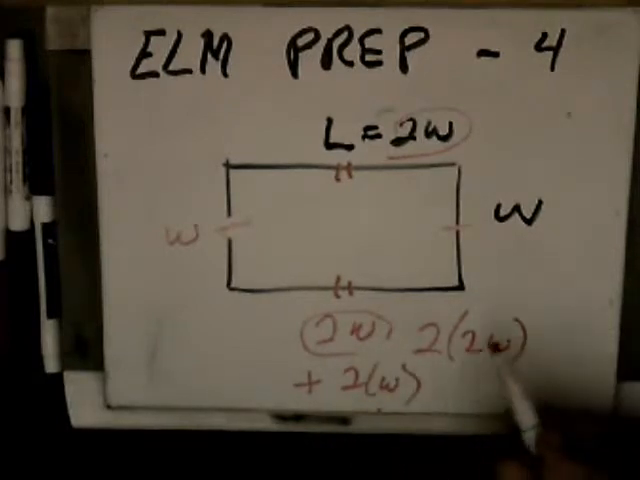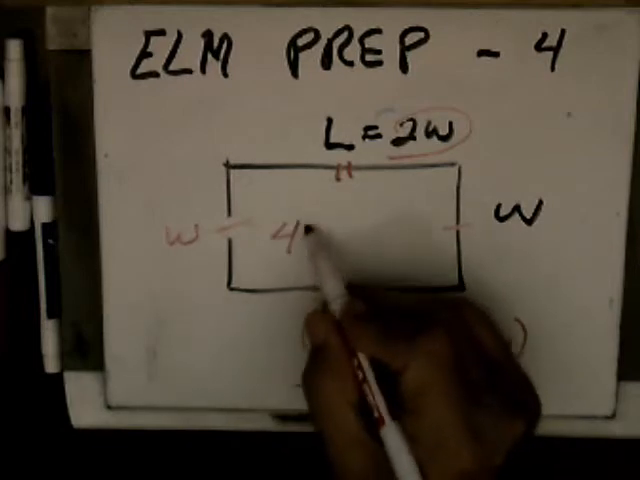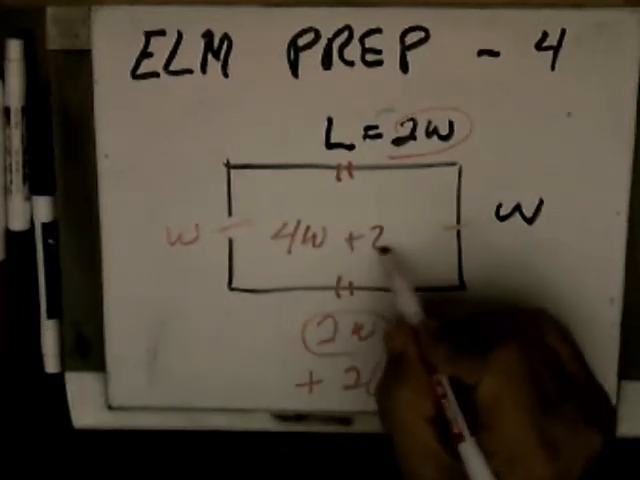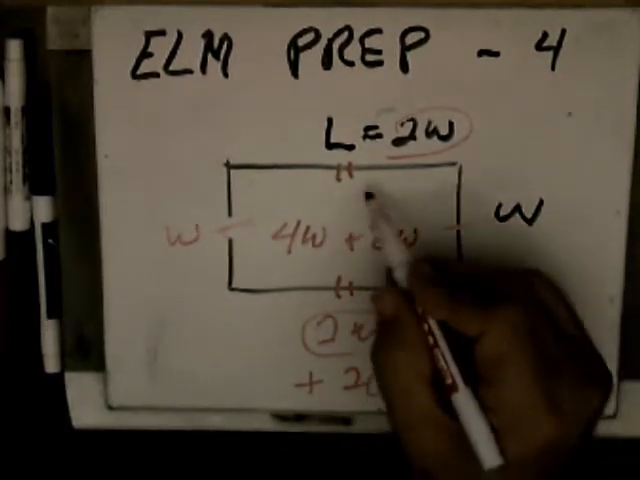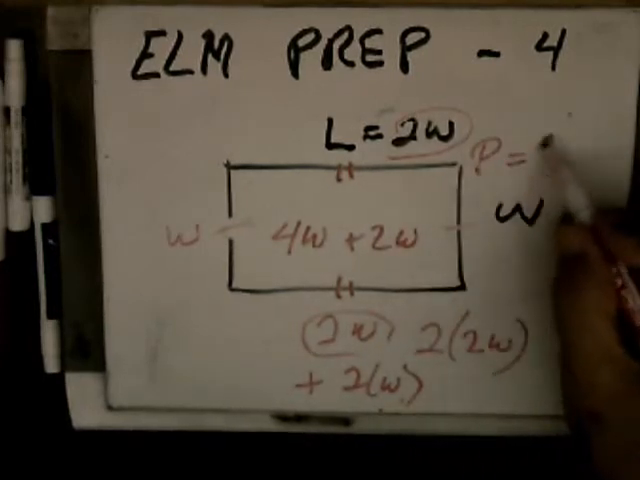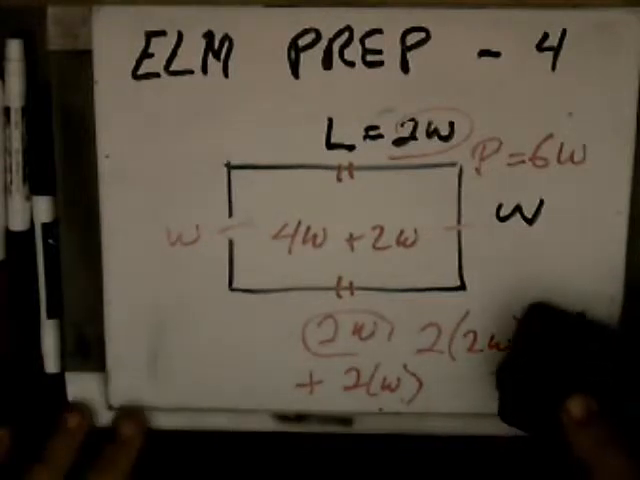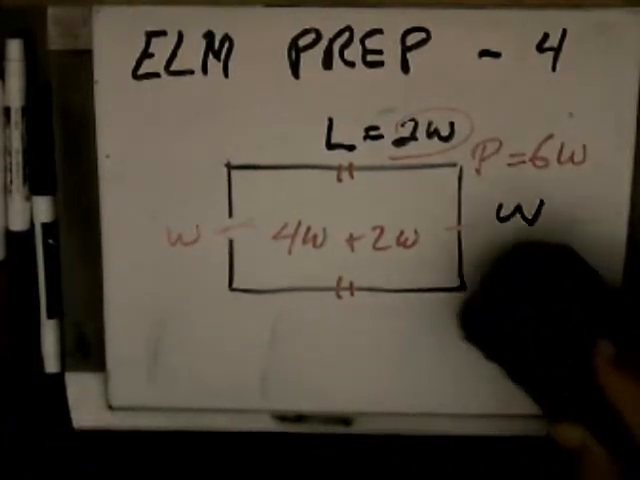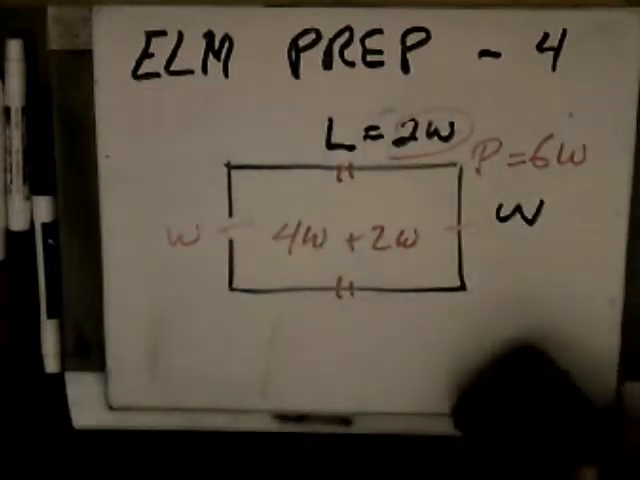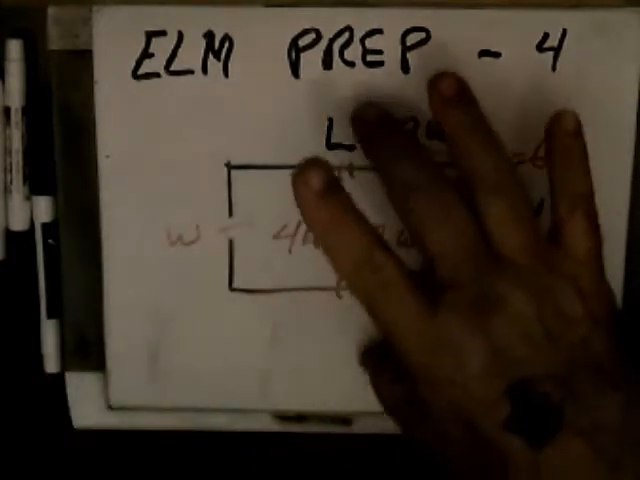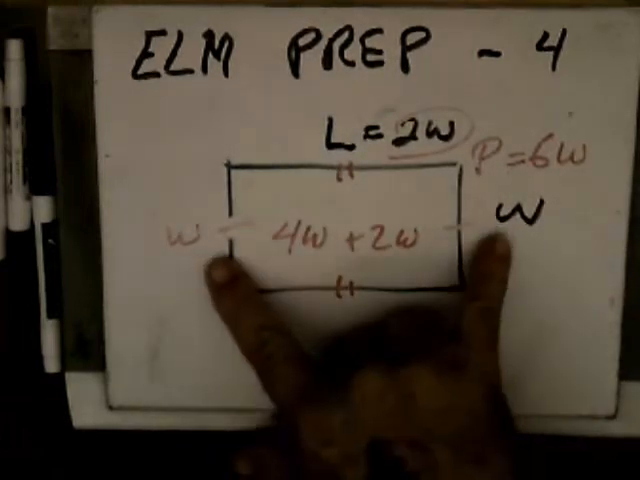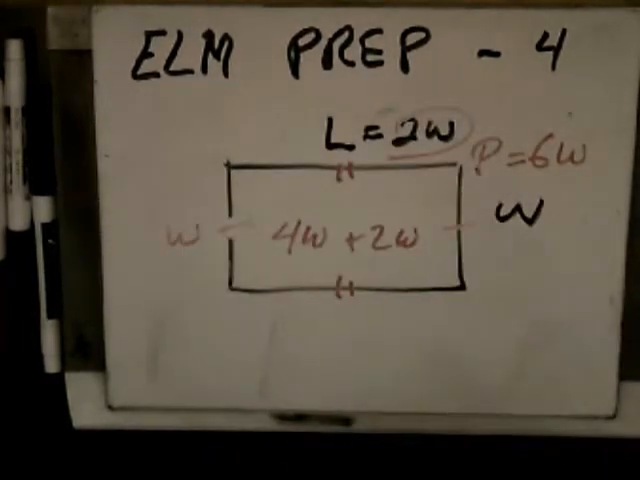Well, I have 2 times 2W is 4W plus 2W for a total perimeter of 6W. Well, that didn't turn out to be so bad after all. We still are using the concept that the sides are equal to each other in proportion. The widths are equal, the lengths are equal. In a square, the length and width are equal to each other, so all sides are equal.